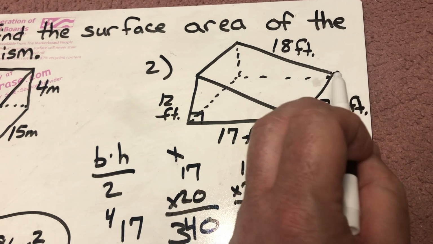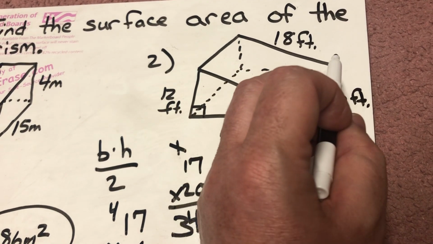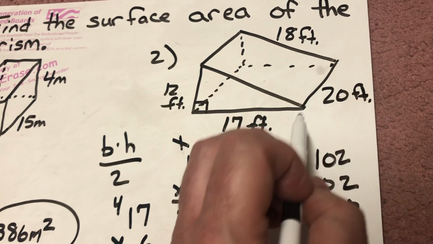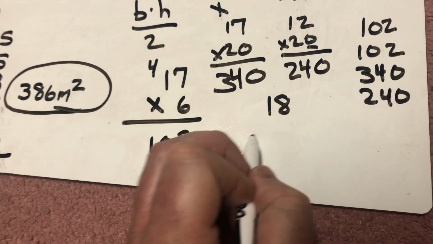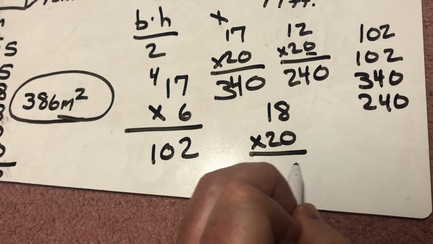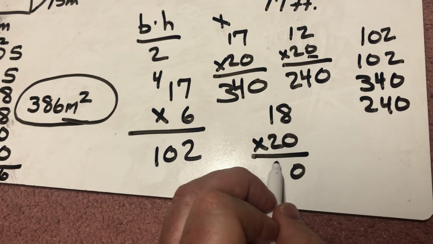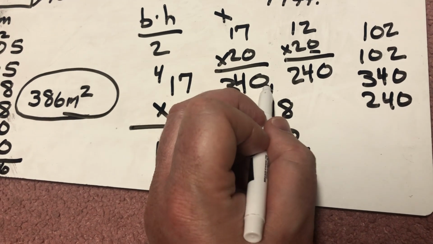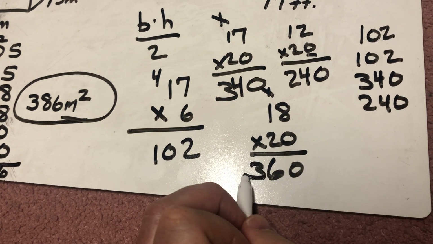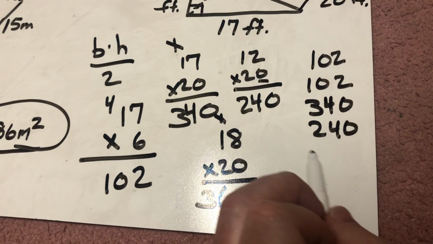Now this one here at the top is going to be 18 times 20, with the 18 right there. So I'm coming over here, 18 times 20, drop the 0, 2 times 8 is 16. Put the 6 down, carry the 1, 2 times 1 is 2, plus the 1 is 3. I get 360.